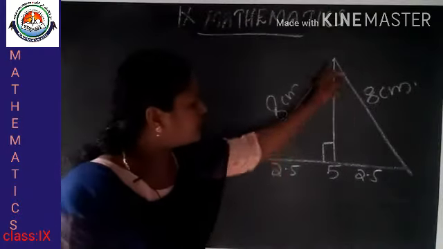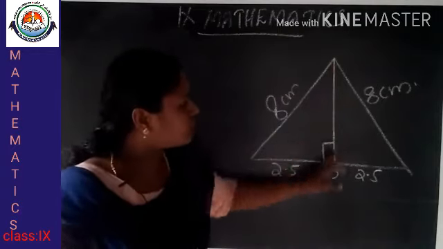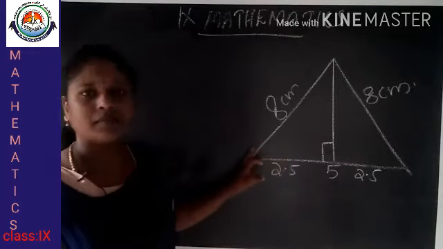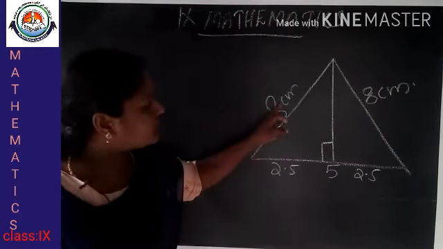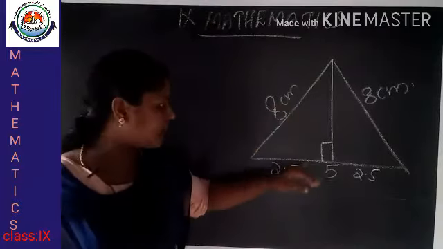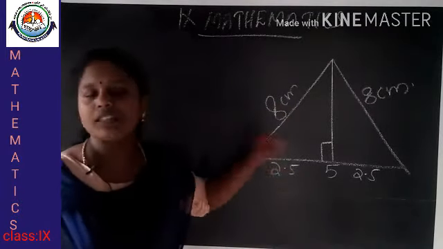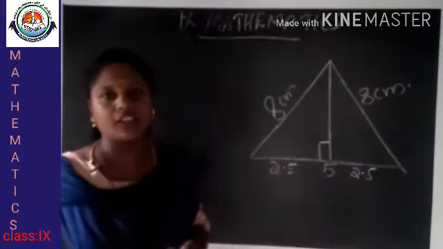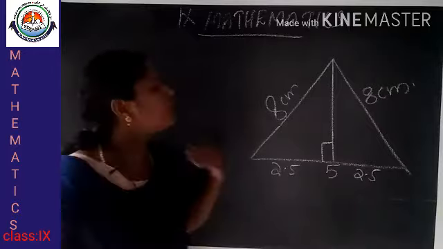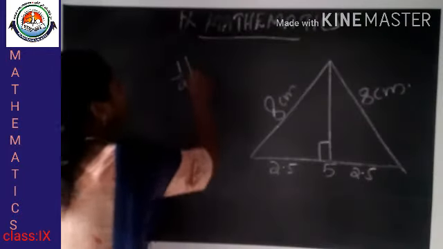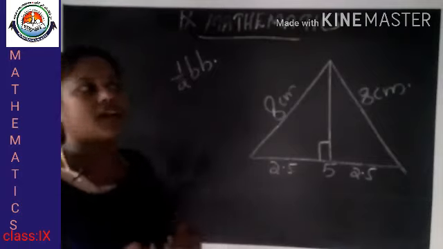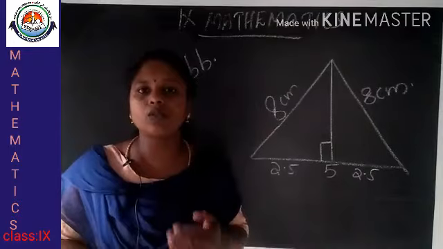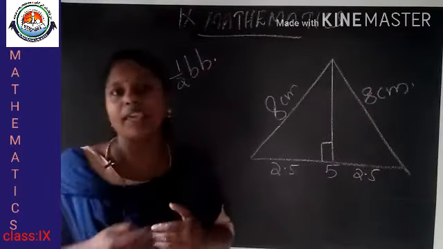So it is the perpendicular distance. Therefore, to get this height, we can take this small triangle, and consider 8 as the hypotenuse and 2.5 as the base. Using these two measurements, we will get this height. So here also we can apply half BH to find the area of this isosceles triangle.